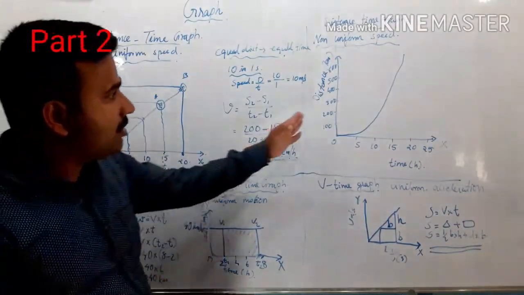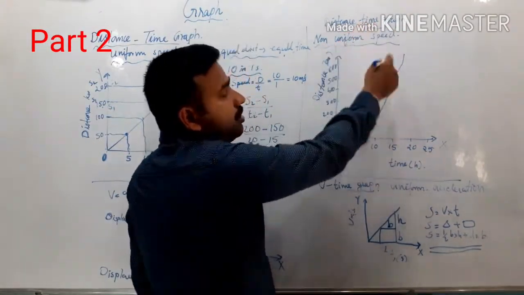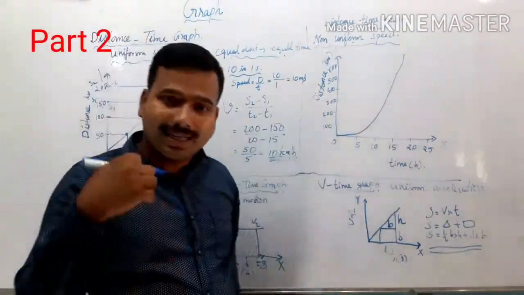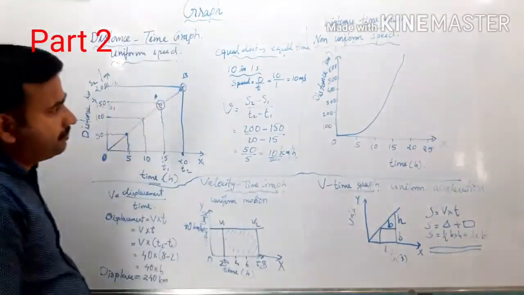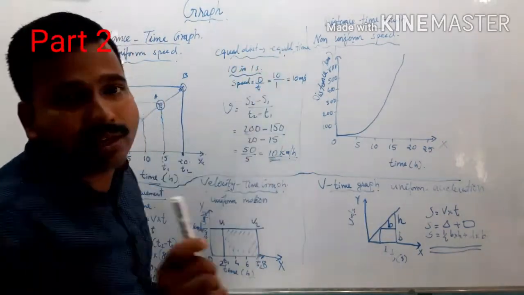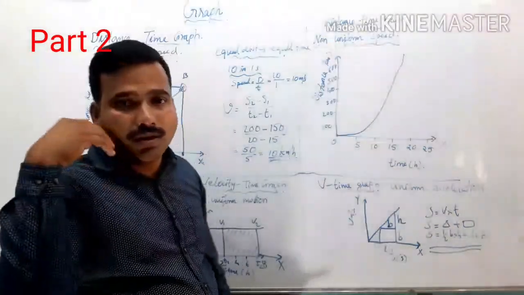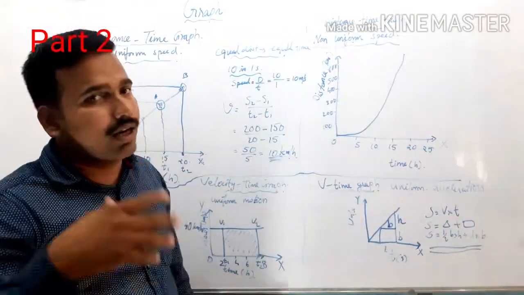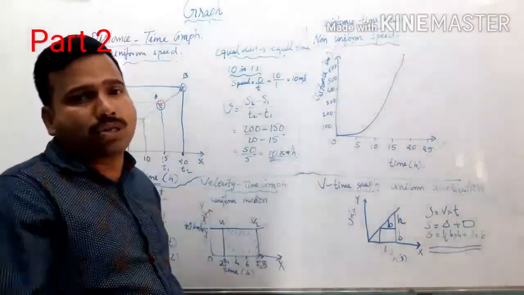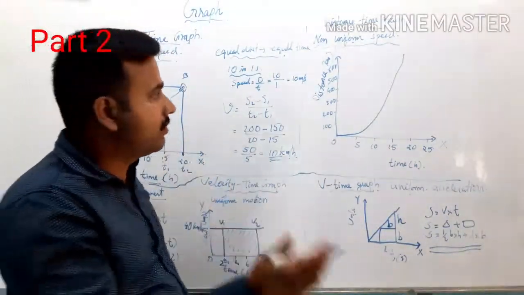Now let's look at the distance time graph for non-uniform motion. Definitely it will not be a straight line. Clear? Here, in uniform motion, the object was covering equal distances in equal intervals of time. But in this situation, the object is not covering equal distances in equal intervals of time. The object is moving with non-uniform speed or non-uniform motion. The object is covering unequal distances in equal intervals of time.